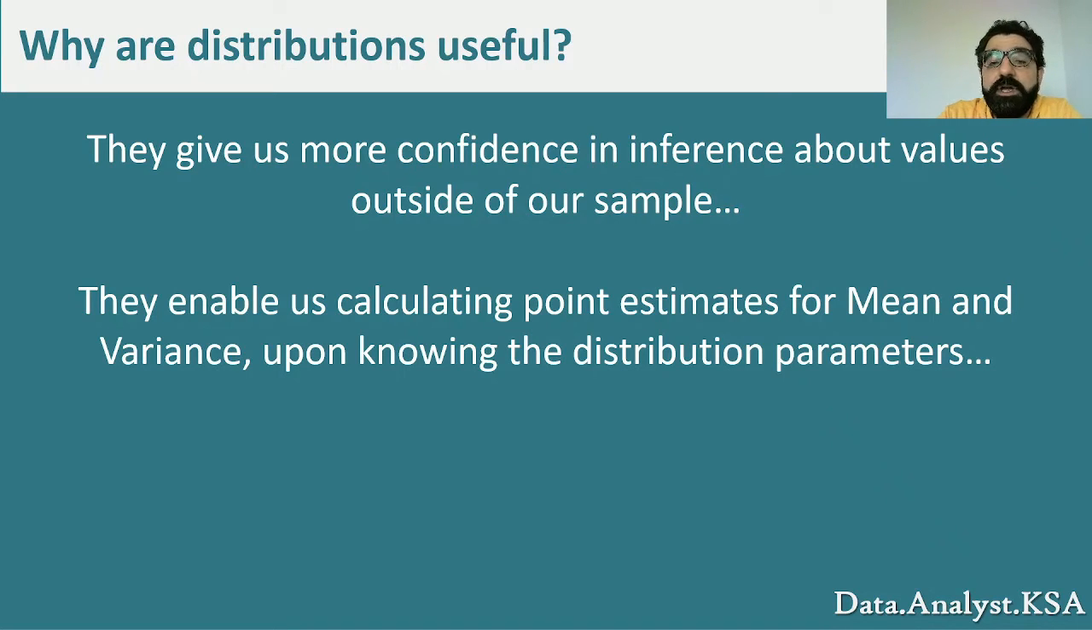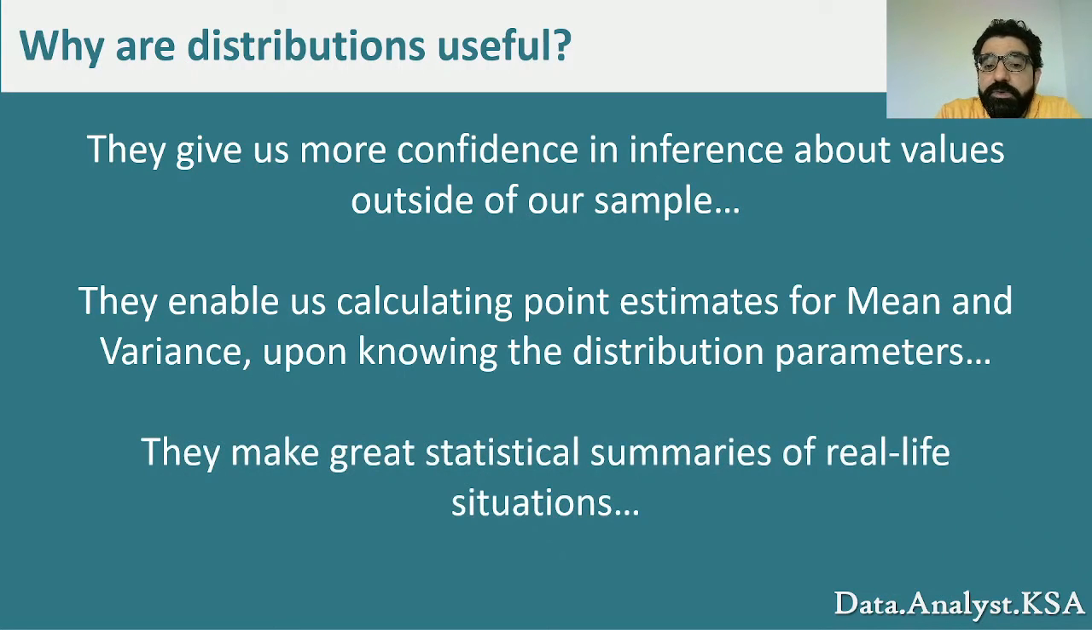When we talk about statistical distributions, which we will see in the next episode, we can tell a lot just by knowing the parameters. For example, for the normal distribution, we only need to know the mean and the variance, and we can infer everything else. For the Poisson distribution, we can know just the rate, and tell so much about the expected value, about the variance, about the mode, and about so many different things. So basically, distributions make great statistical summaries of real-life situations.